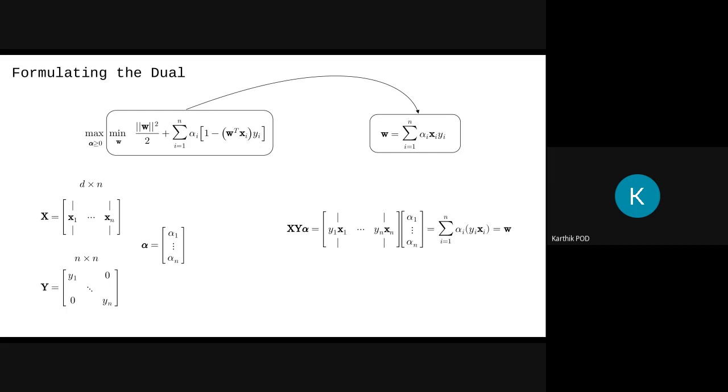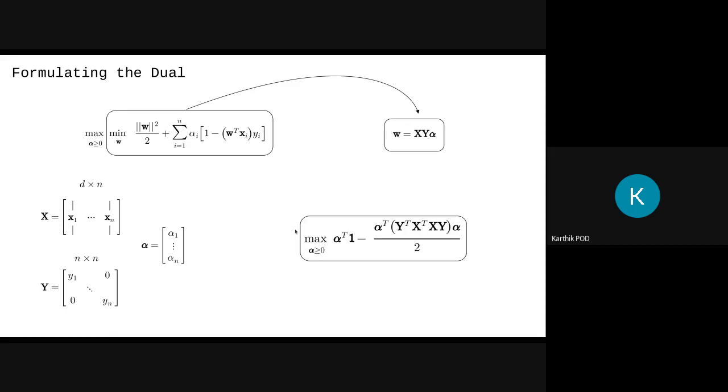So one point some of you might miss is that Y should be a diagonal matrix, right? The labels should be on the diagonal, and once you do that, you get this w, the same thing as X Y alpha. Then you plug this X Y alpha back into the dual, and this is what you get. You maximize over alpha greater than or equal to 0, alpha transpose 1.